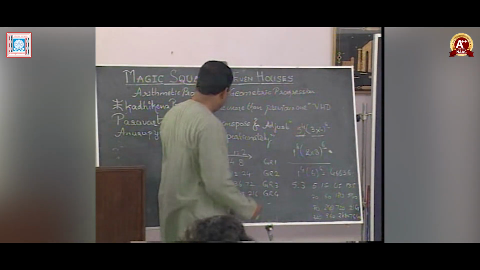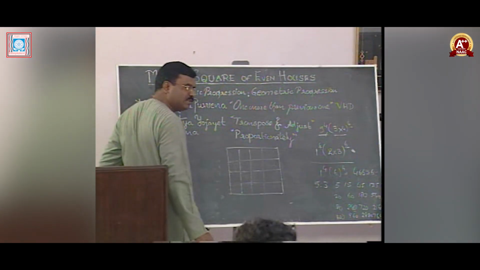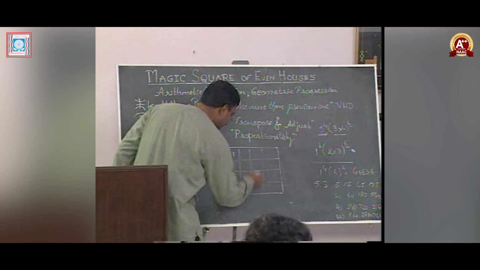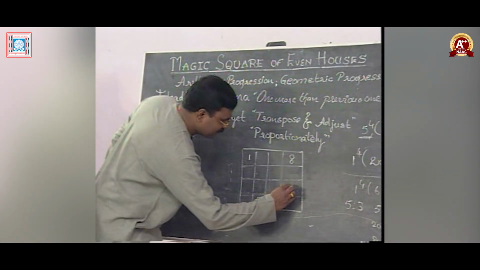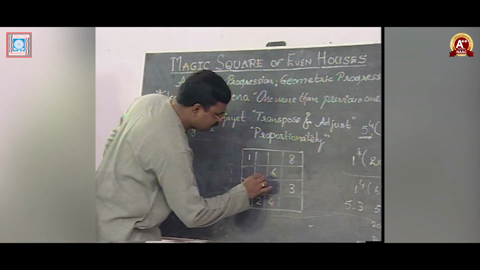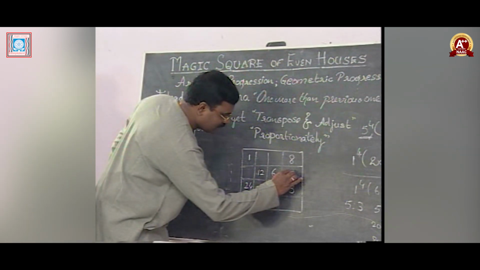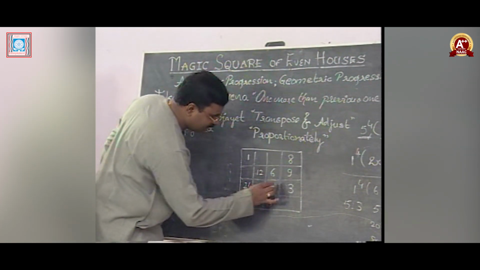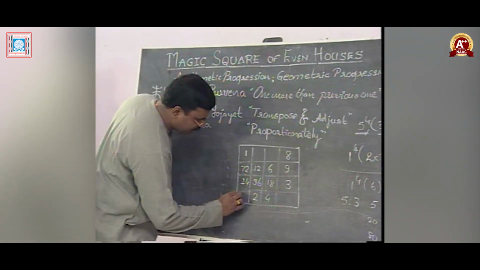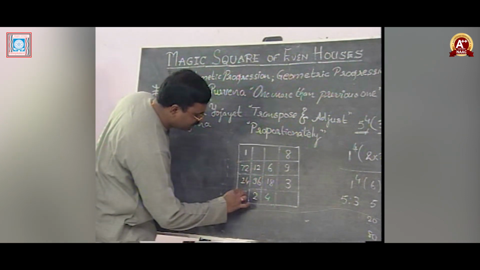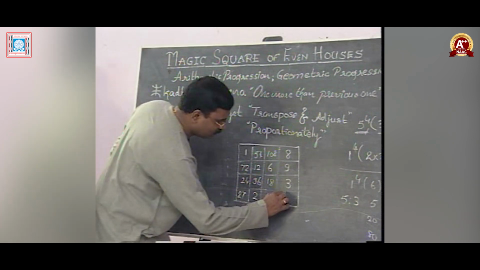If you feed the first term, you use that 1. Yes, sir. 1, 2, 4, 8. Next, 3, 6, 12, 24. Next, 9, 18, 36, 72. Next, 27, 54, 108, and 216.